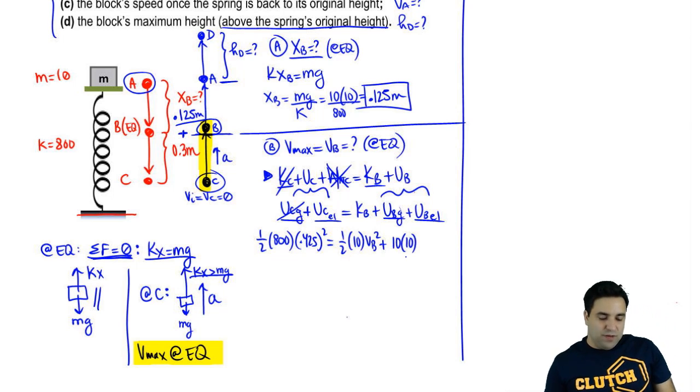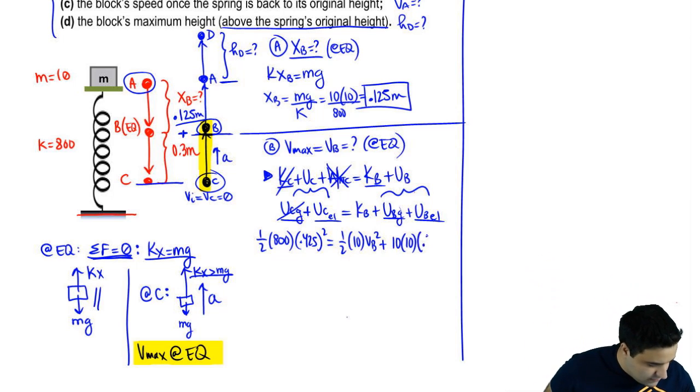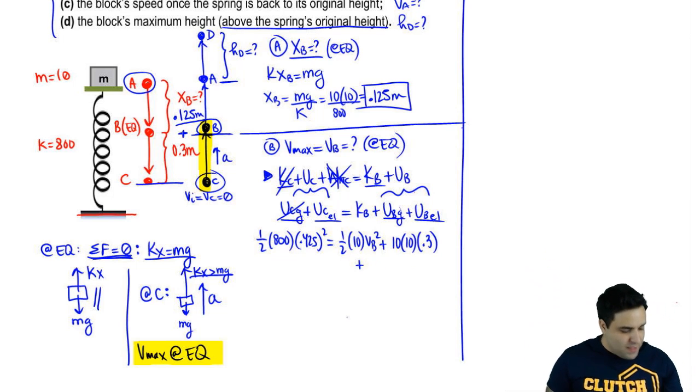What is the height at point B? If this is your 0, the height at point B is just 0.3, right? Hope you see that. And I'm going to put this other guy over here, running out of space there.